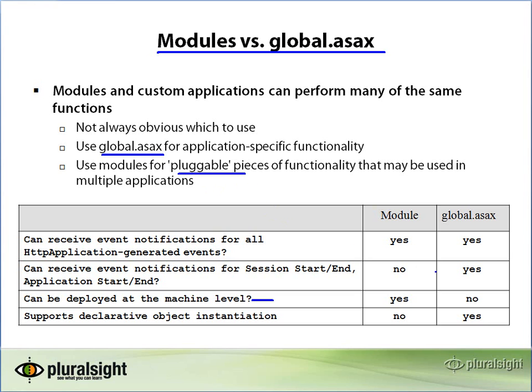Now, there are a couple things you can do in global.asax that you can't do in modules as well. For example, those four events that I talked about briefly, the session start and end and application start and end events, are only accessible via global.asax. You can't tap into those in a module. And there's also a feature called declarative object instantiation, which actually lets you place instances of classes inside of global.asax and have them referenced by pages. I almost hesitated to describe that here because it's not something you'll tend to use very often, and I wouldn't encourage it, but if you're looking for the differences, that is one of the differences between the two approaches.